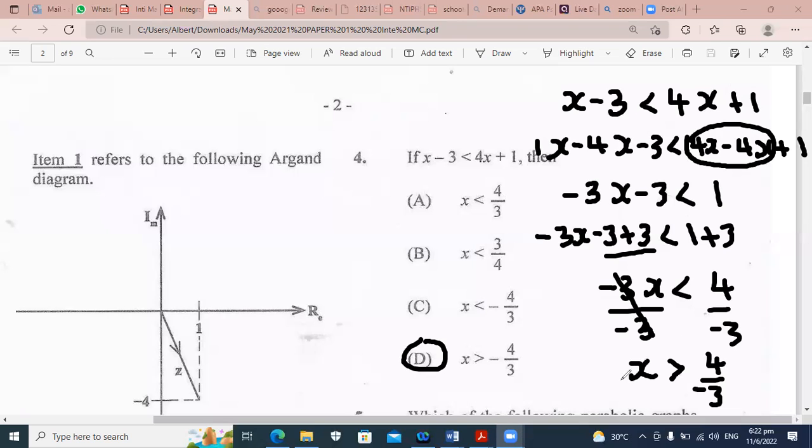Yes, sir. When you divide by a negative in an inequality, the sign changes, all right? And here's another way in which the sign changes. If I have something like... sorry, sorry.